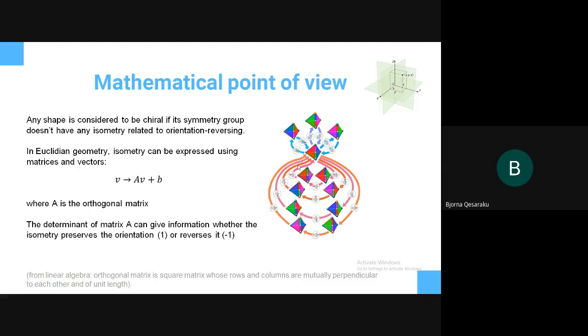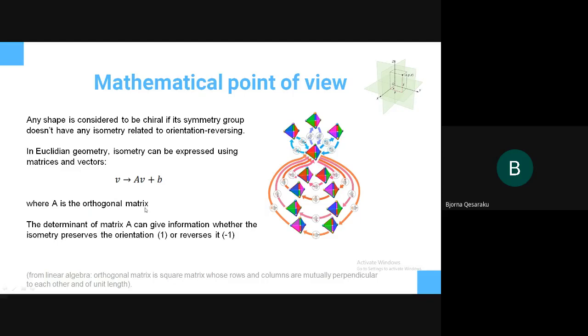In Euclidean geometry, we have studied the Euclidean postulates since high school. We started geometry, and isometry, if we recall from linear algebra, can be expressed using matrices and vectors. For example, if we have a point or a vector denoted v, then we can use an orthogonal matrix to multiply it or to rotate it, and also vector b in order to move it by a distance, where A is the orthogonal matrix.